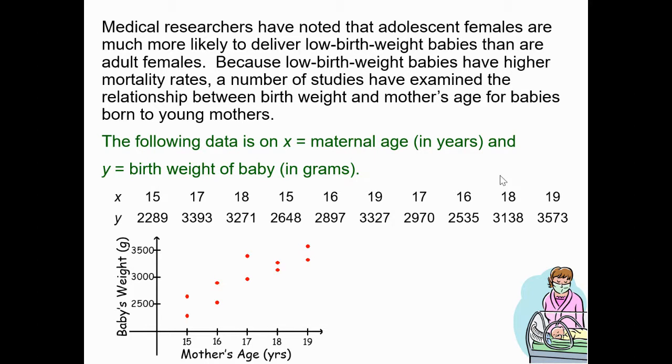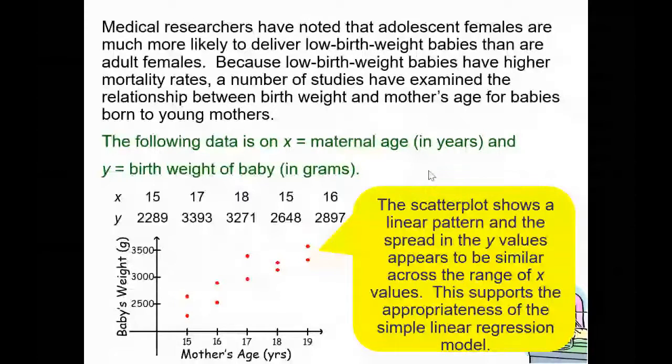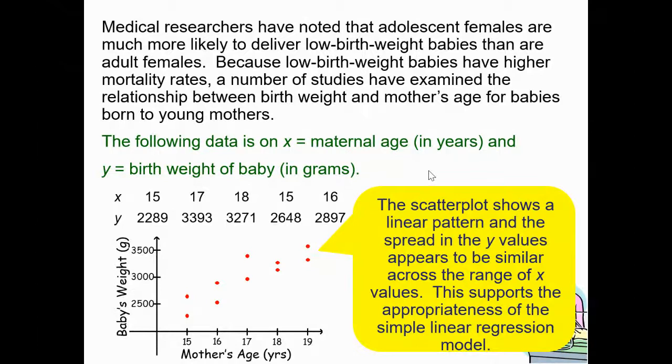Okay, so that's what your scatter plot should look like, somewhere close to that. Notice that the scatter plot shows a linear pattern, and the spread in the y values appears to be similar across the range of x values. This supports the appropriateness of a simple linear regression model.